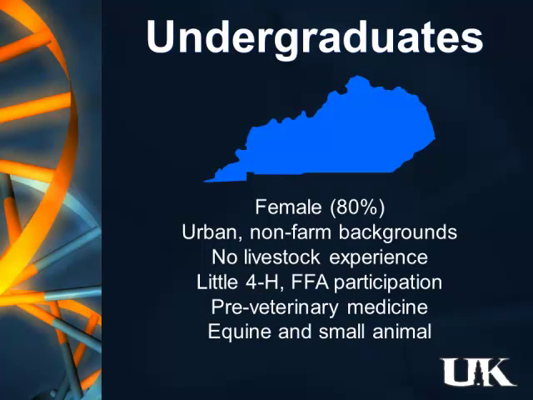In Kentucky, these are the students I work with. 80% of our undergraduates in animal science are female. They come from urban and non-farm backgrounds. Most of them have no livestock experience whatsoever. They just love animals. They have little 4-H or FFA participation. They're interested in pre-veterinary medicine until they encounter chemistry. And they're interested in equines, it's Kentucky after all, and small animals. So these are our challenges.